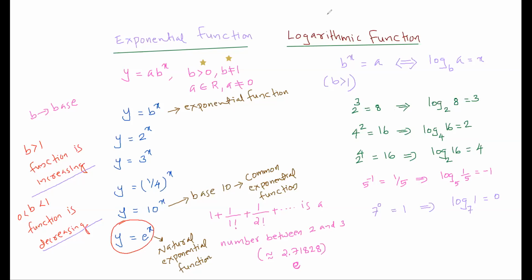So you can see that here are some points. You can see the value of the logarithm, either 3, 2, 4, -1, 0. So the value of the logarithm, the output, can be positive, negative, or 0.